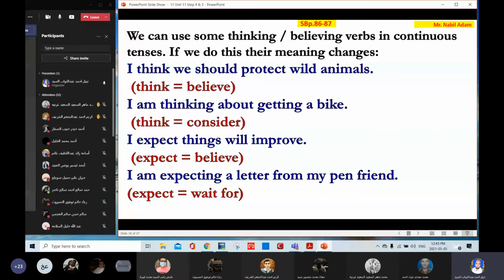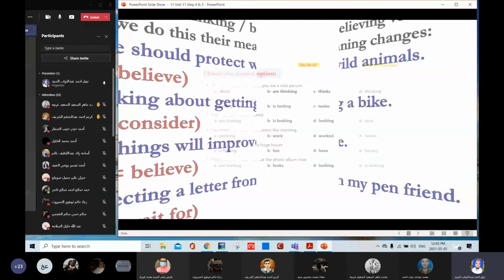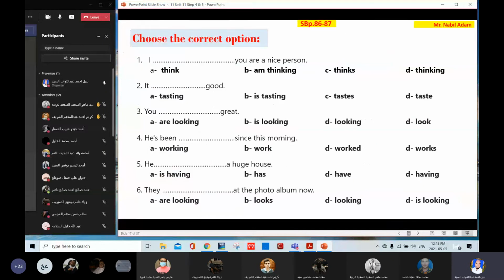Now let's do the first exercise. Please look at the screen. Choose the correct verb or option. Is it a dynamic verb or is it a stative verb? Read the sentence and choose.